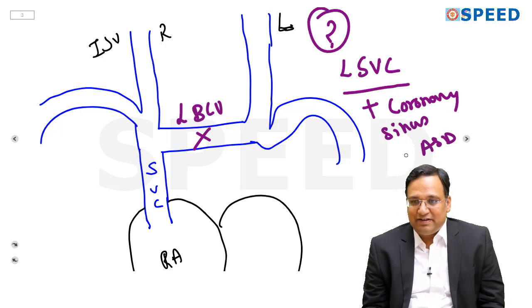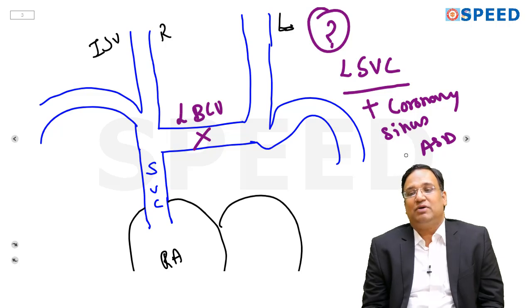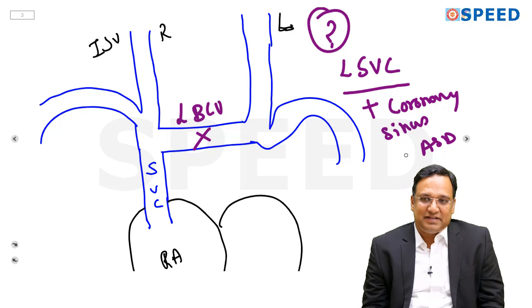I am coming again. If the left brachiocephalic vein is absent, then you will have to look for a left sided superior vena cava, associated with coronary sinus type of ASD. The most common type of ASD is the ostium secundum type of ASD. So, this is about the superior vena cava.